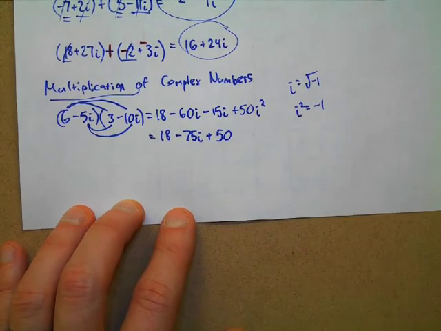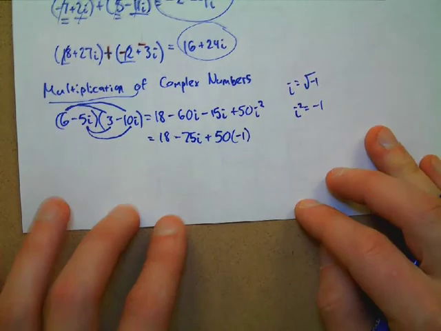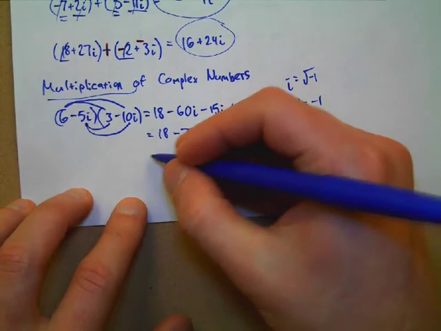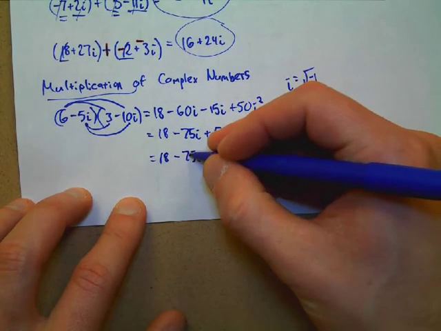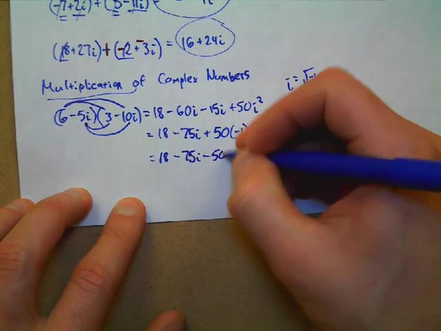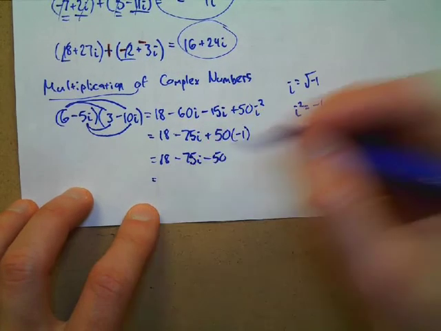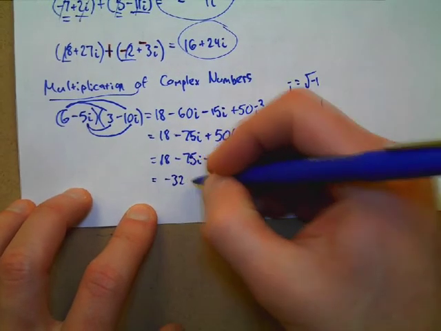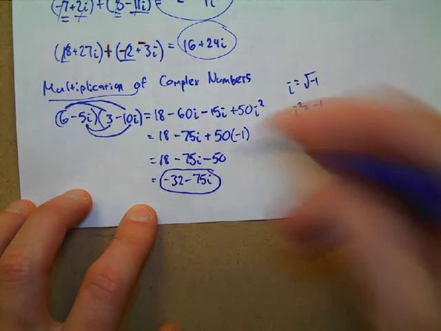So in other words, 50i squared is the same thing as 50 times negative 1. Which really means this is 18 minus 75i minus 50. And so we can combine the 18 and the minus 50. And that's negative 32 minus 75i. And that is our final answer there.